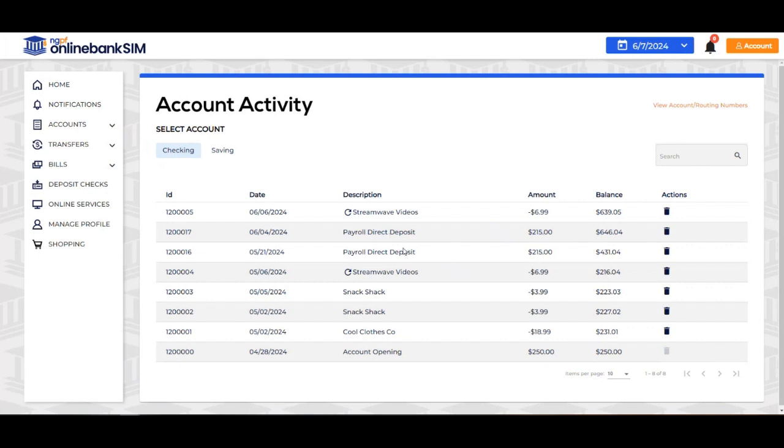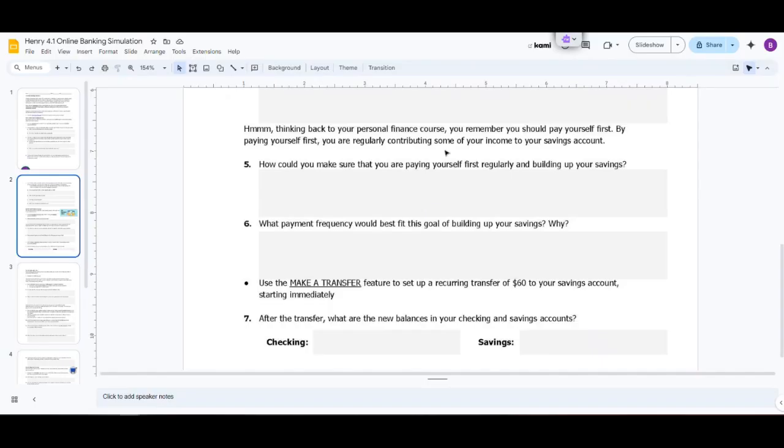Maybe it's just one time every month, maybe the first day of the month. I'm always moving some money from checking to savings, whatever the case is. So it's just talking about setting something up. Now, to create that automated transfer.